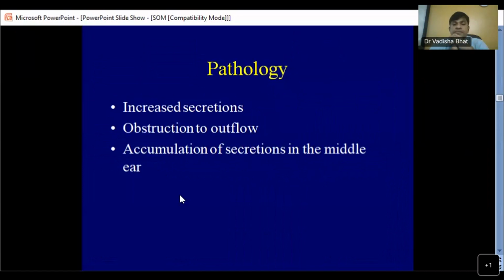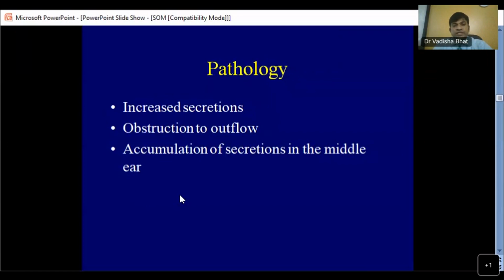Coming to the pathology, the eustachian tube has a function of ventilation as well as drainage. Whenever there is tubal dysfunction, initially what happens is the absorption of air that is present in the middle ear cavity. The air in the middle ear cavity is absorbed by the blood vessels, and this leads to a negative pressure in the middle ear cavity. This in turn causes increased secretion from the mucous glands.